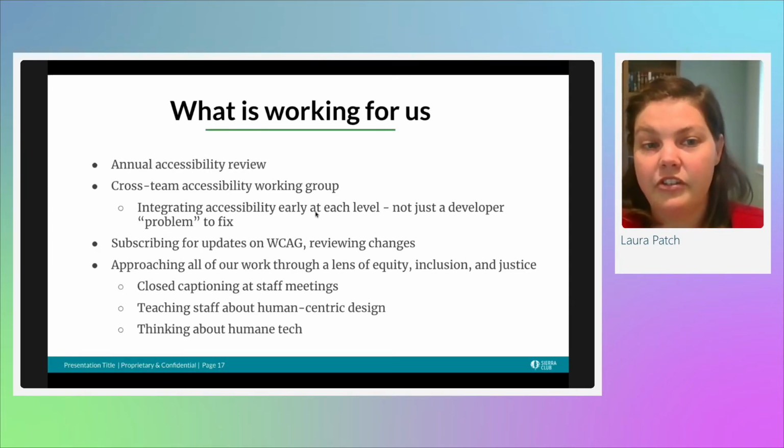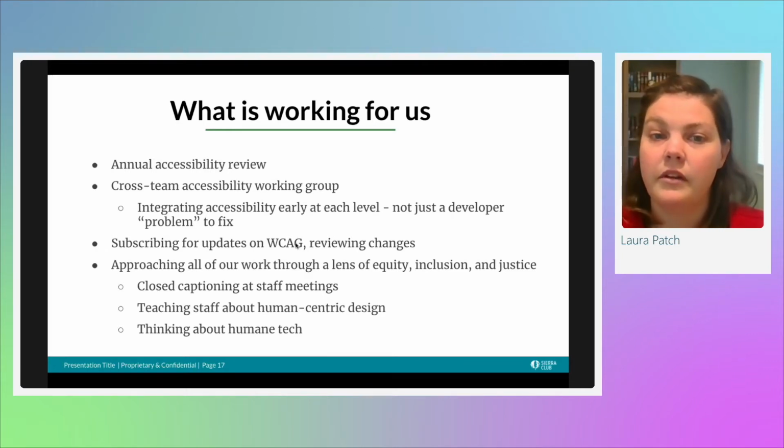We also established an accessibility working group. These folks are working on accessibility within their own job roles. They become ambassadors for daily work, and they're learning about accessibility and taking that out to the rest of the organization. It's an important way to make sure that people understand accessibility is not just up to your development team. It is work that everybody has to do.